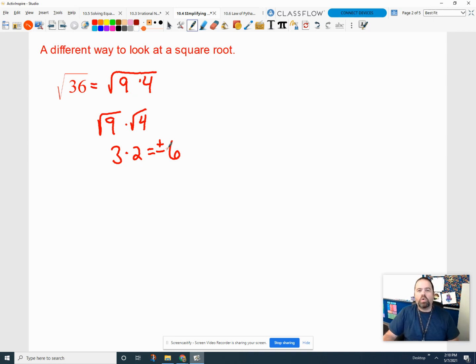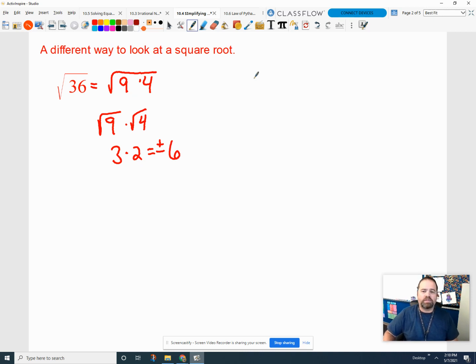So what I want you to be able to do is take these numbers that are under the root and split them up. Ideally, it would be nice if everything split up into a perfect square and a perfect square. That's not always going to be the case. We're looking to split these things up where one of the numbers that I grab is a perfect square and the other one is just the leftover junk.